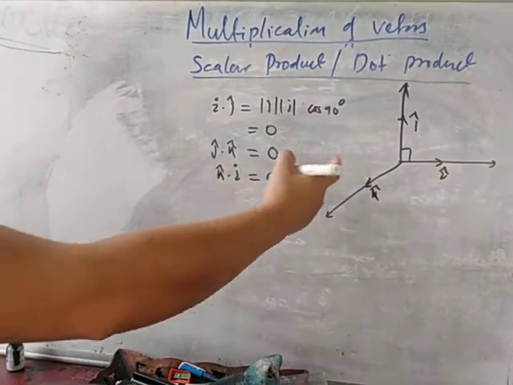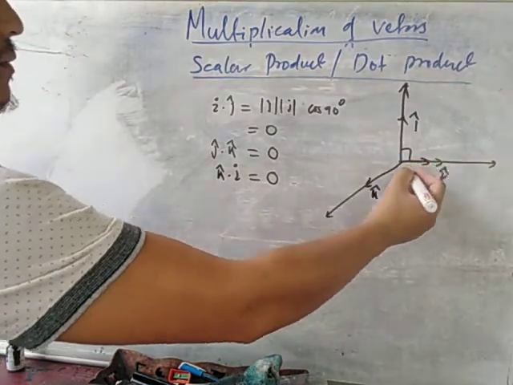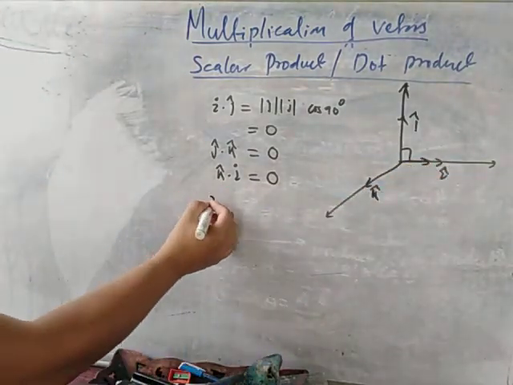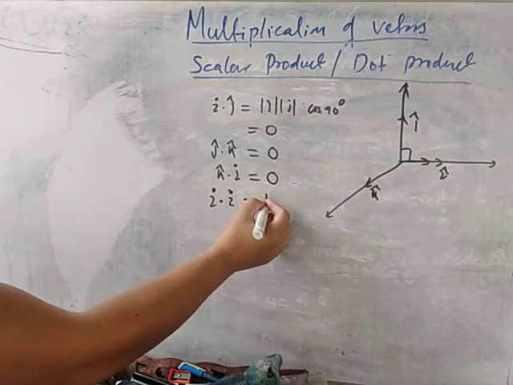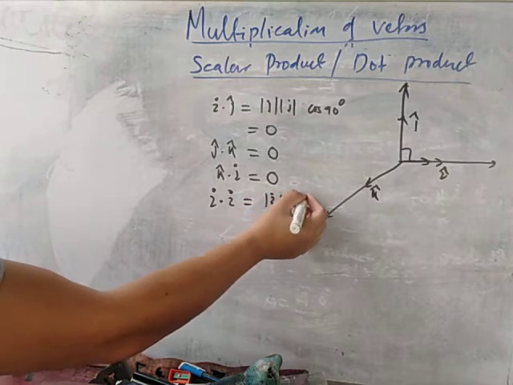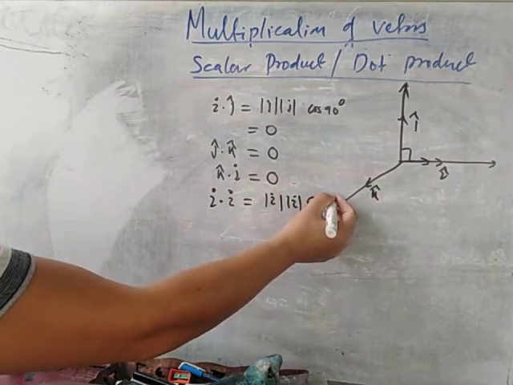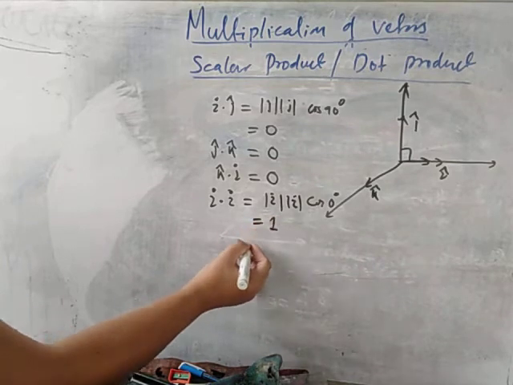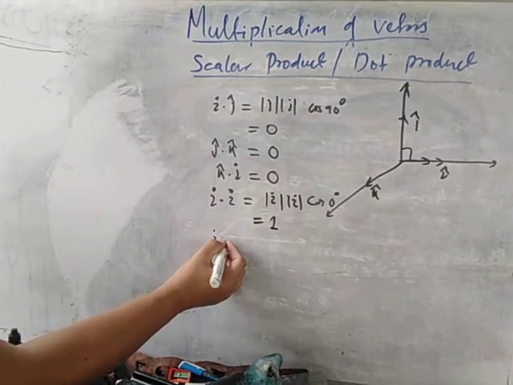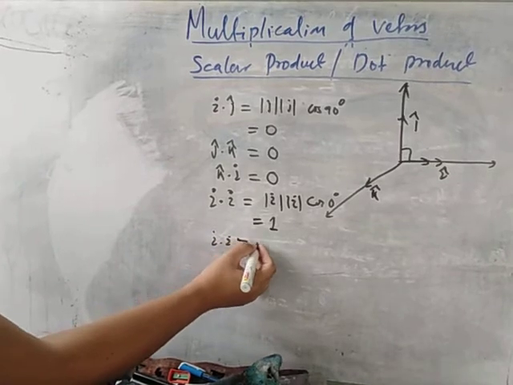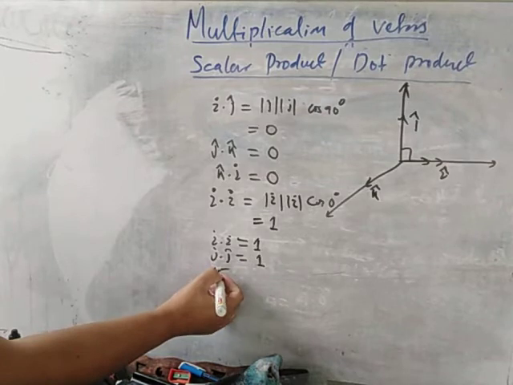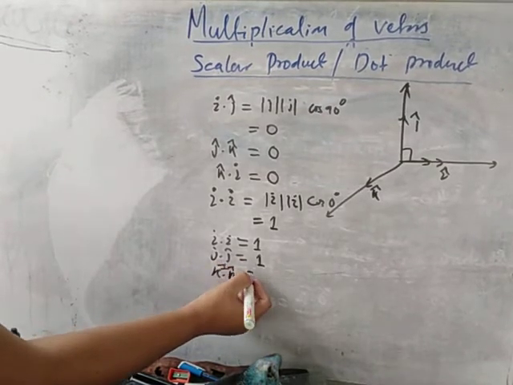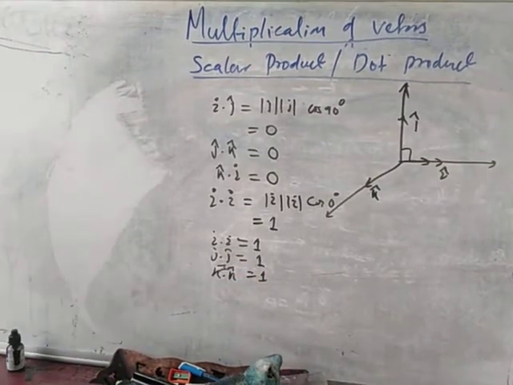So if these two vectors are on the same side, then what happens? Okay, so i dot i equals how much? i cos how much? 0 degree. So this equals 1. So that's why i dot i equals 1. j dot j equals how much? 1. k dot k also equals 1. Clear? Understood, right?